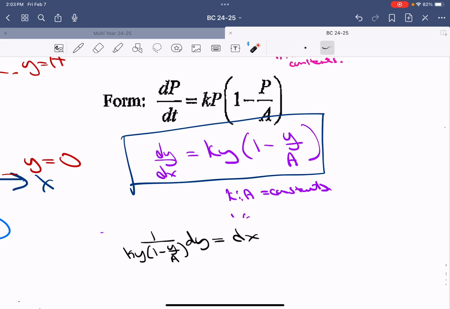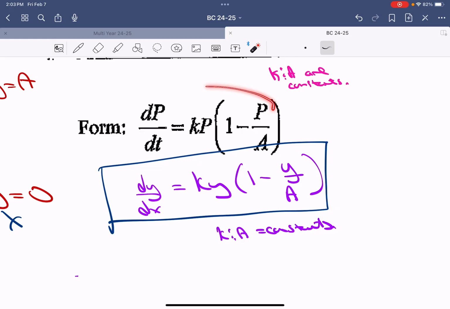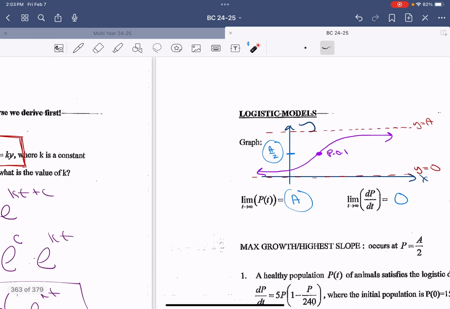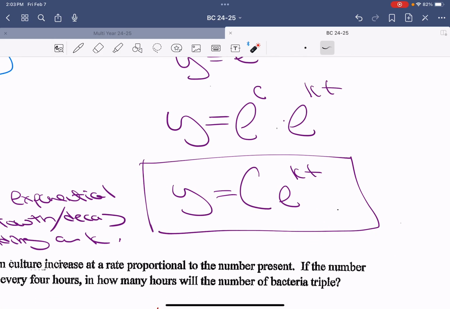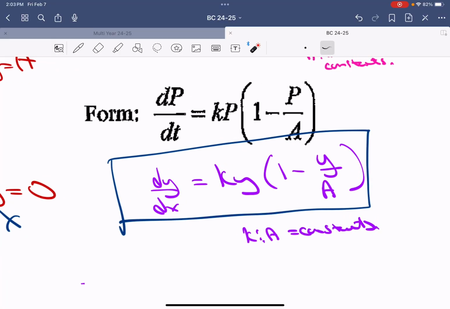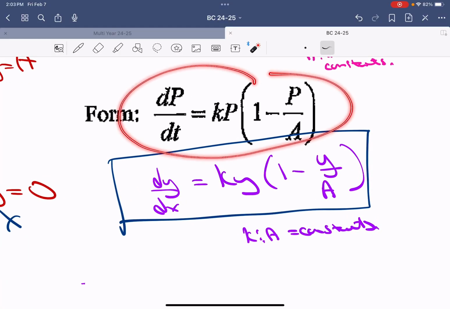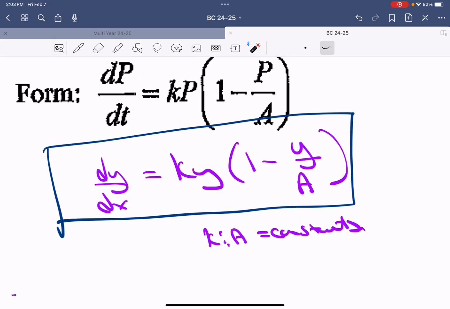When you have a logistic growth differential equation, because that is what this is. This is a differential equation for logistic growth. Just like this here is a differential equation for exponential growth or decay, okay? This will always be a differential equation for a logistic growth function. Let me show you what a logistic growth function looks like.